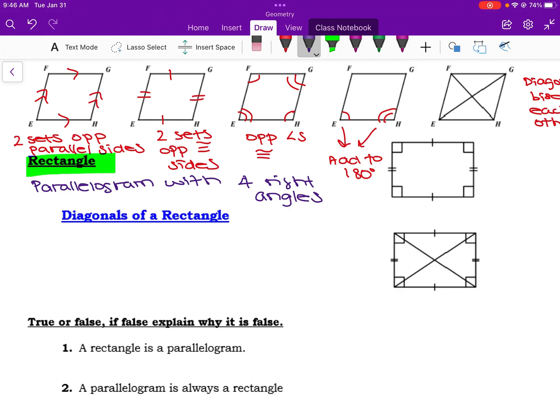That's what makes it different than a general parallelogram, but all of the other properties hold, meaning opposite sides are congruent, opposite sides are parallel, adjacent angles add to 180, opposite angles are congruent as well, diagonals bisect each other. And then furthermore, we know that diagonals of a rectangle, not only do they bisect each other, because it is a parallelogram, but they also are going to be congruent. They literally have the same measure.